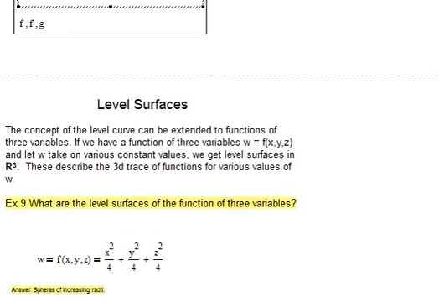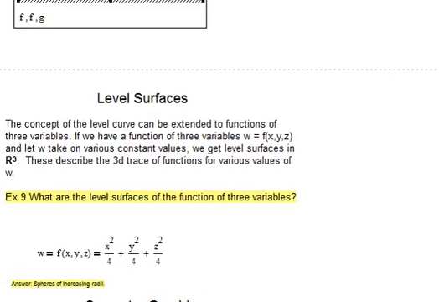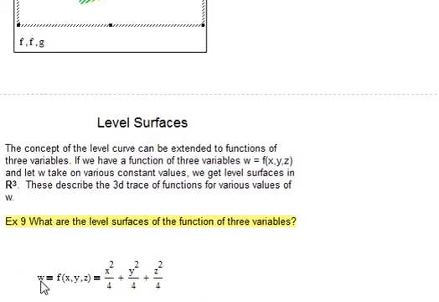So what are the level surfaces of this function of 3 variables? Okay, that would be w equals f of x, y, z equals x squared over 4 plus y squared over 4 plus z squared over 4. What are the level surfaces? Well, if we put in w equals 0, we got x squared over 4 plus y squared over 4 plus z squared over 4 equals 0, so it's a point.